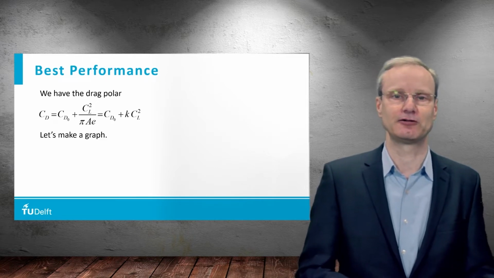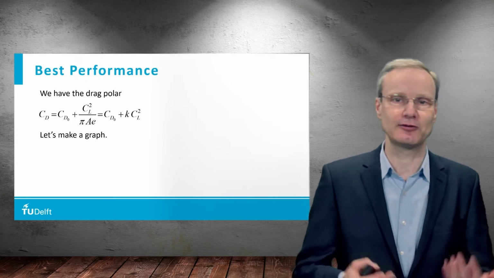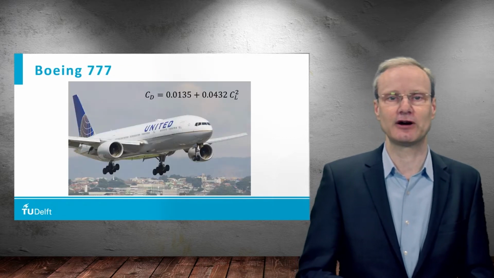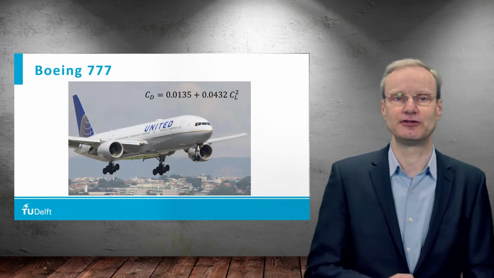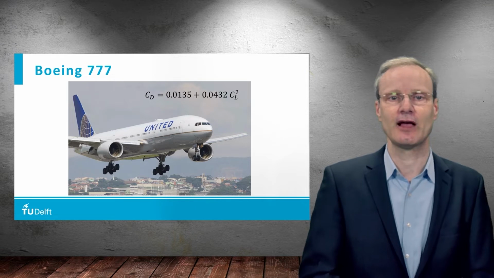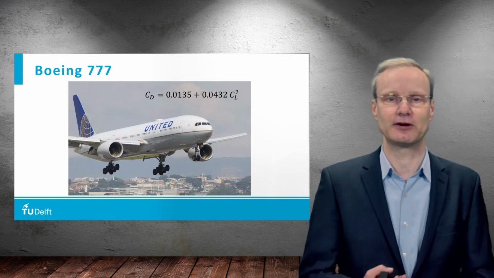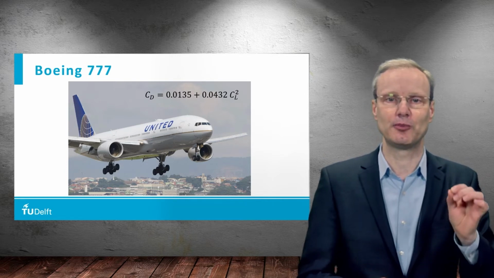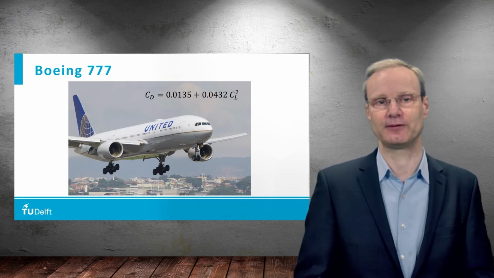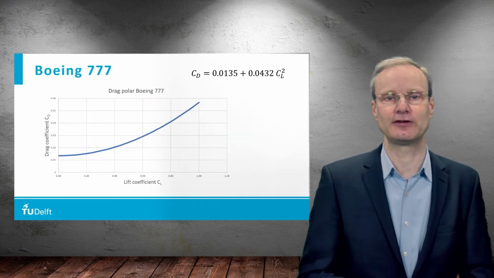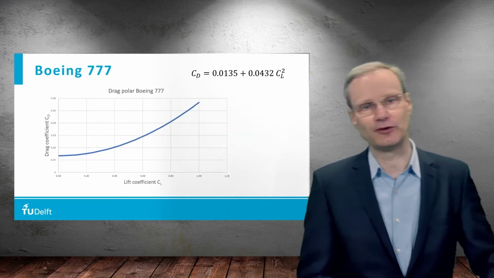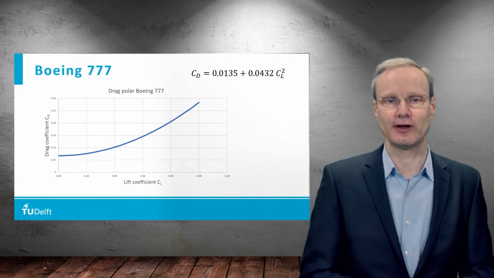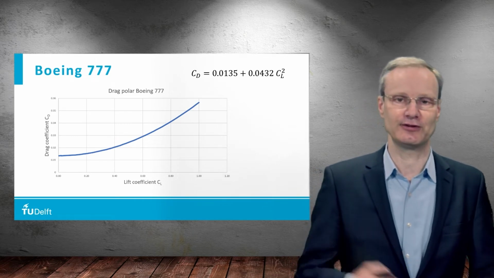Now let's make a graph of this, because that's very handy to see. I like to make graphs, so I advise you also make graphs, because then you get more insight. And for this graph, we're going to take this aircraft, the Boeing 777. In the literature, I found the value for the drag polar: CD equals 0.0135 plus 0.0432 CL squared. I want to make a graph of that. This is how the graph looks like. On the vertical axis, I have my drag coefficient, and on the horizontal axis, I have my lift coefficient.